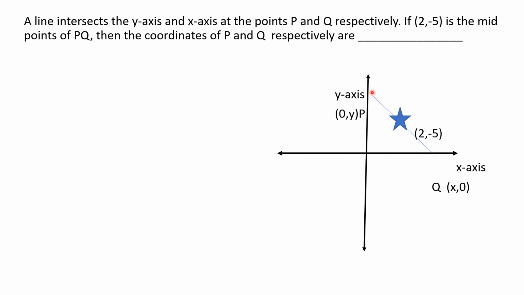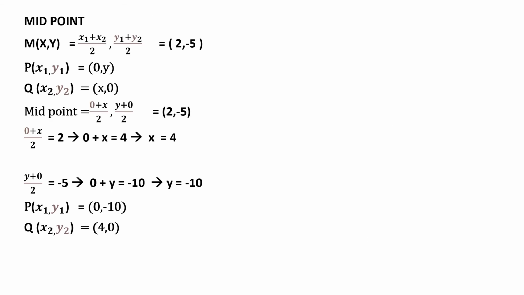If a point is there in the y-axis, the coordinate will be 0, y. If the point is there in the x-axis, the coordinate is x, 0. And the midpoint is 2, minus 5. So we can easily tell that the 2 will come by adding 0 plus x by 2, and minus 5 will come from y plus 0 by 2 equal to minus 5. Now going to the next slide, how we will solve the problem, the same way we will come to know.